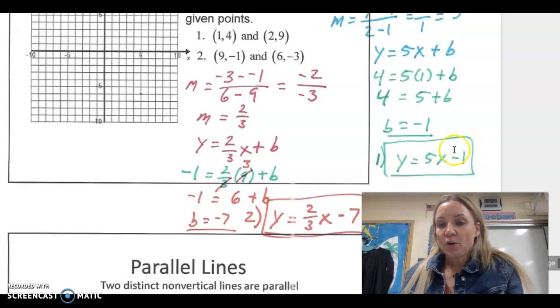To graph this on your coordinate plane, you'd put a point at negative 1, right on the y-axis. And then from there, you'd go up 5 over 1, up 5 over 1. That'd be a pretty steep line.